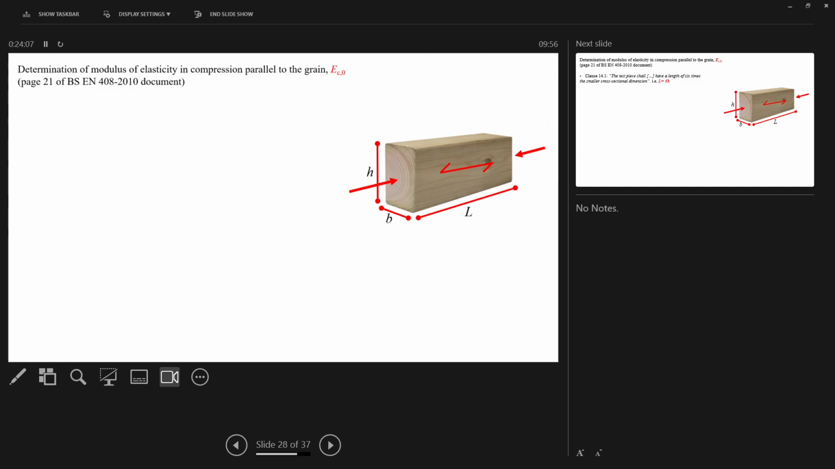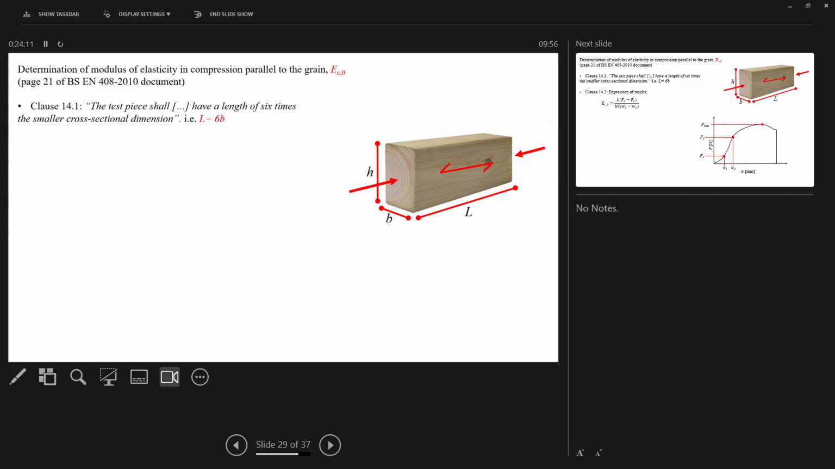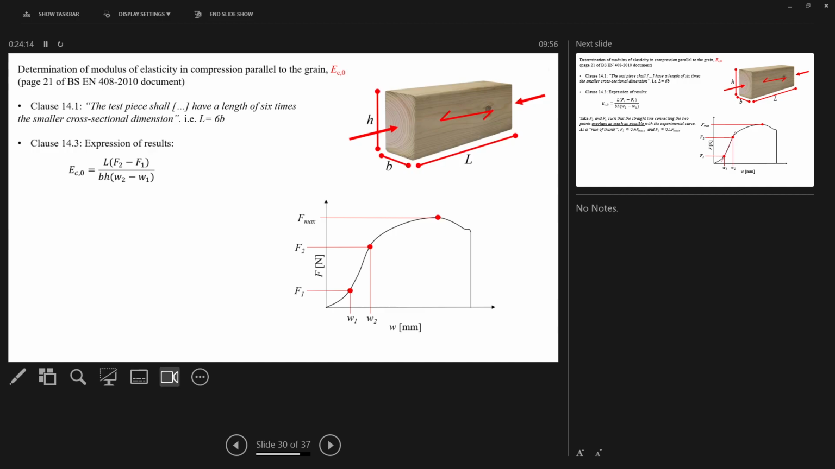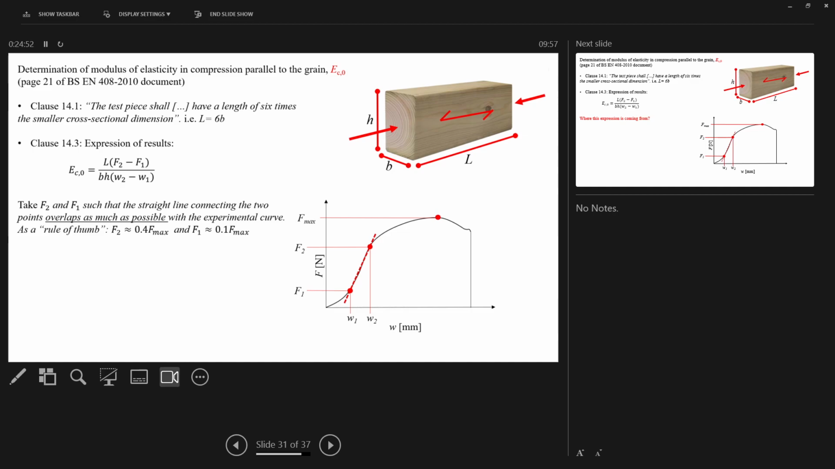And so again, we'll be testing it compressively this way. Right, now we're calculating the E value. To get the E value in compression, we need to understand a few things. We've already got the F max. Now we need to get an F1 and an F2, and then, of course, the displacement in millimeters for F1 and F2. Where do we take that from? Approximately that's what we're talking about here.